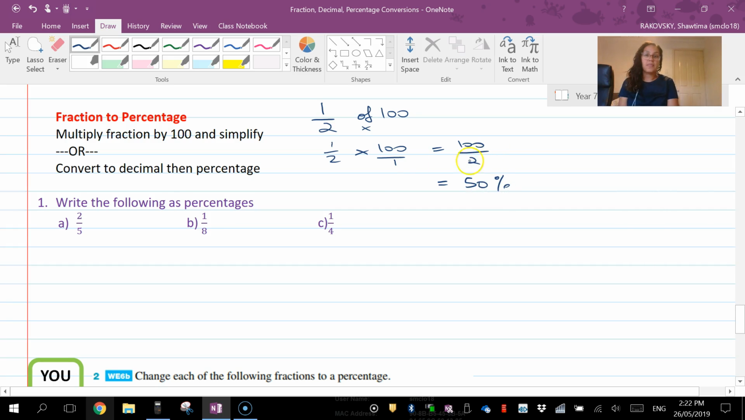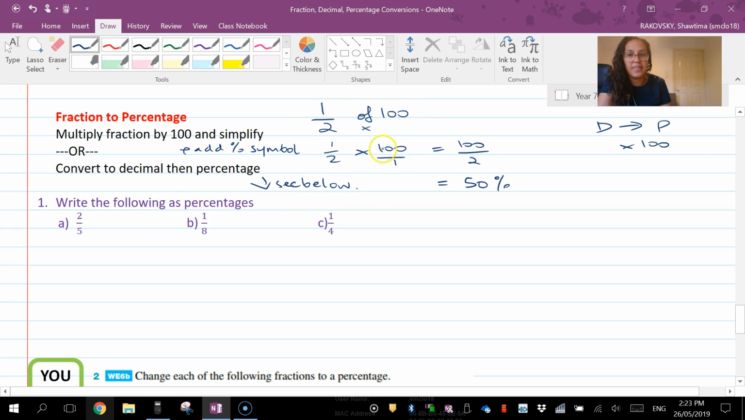That's also the same as when you are converting a decimal to a percentage, where you multiply by 100 anyway. So it's the same thing with a fraction. You simplify and then add a percentage symbol on the end. The other way you could go about it is converting it to a decimal and then a percentage. I'll show you that in the next bit, so see below.